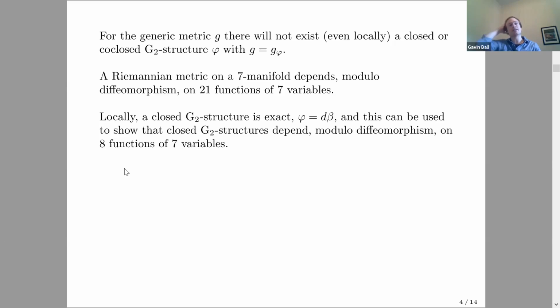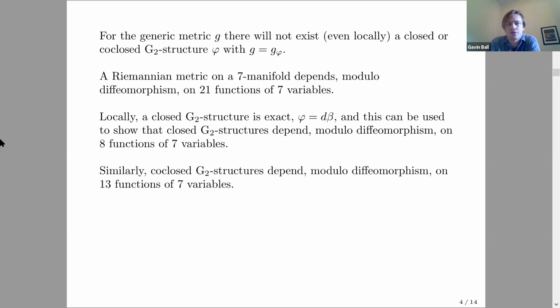So there's no way that if you take your G2 structures and vary them in your family that depends on 8 functions of 7 variables, you just can't fill out the space of Riemannian metrics, which is going to depend on 21 functions of 7 variables. So there's no chance that your metric, if you pick a generic one, is going to be induced by a closed G2 structure. And a similar argument works for co-closed G2 structures.